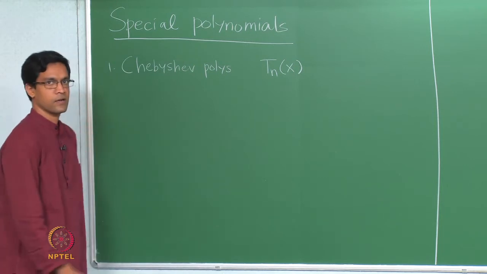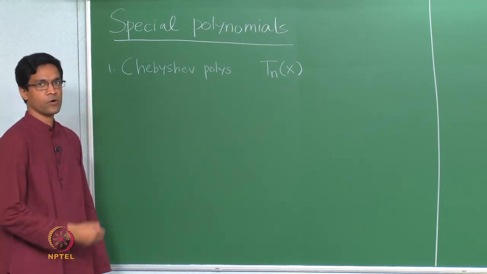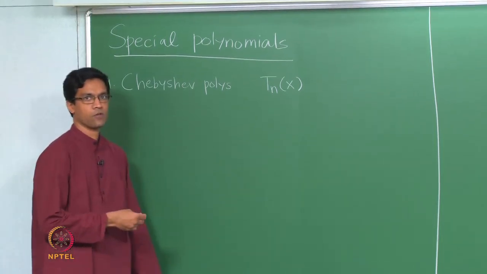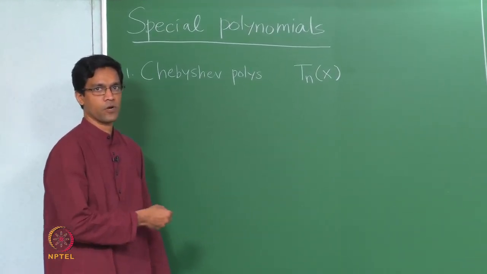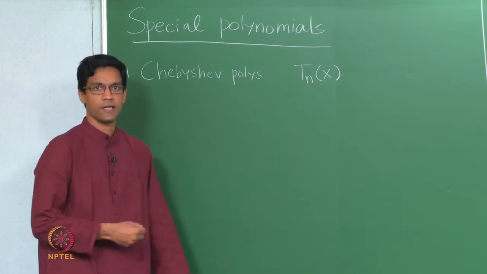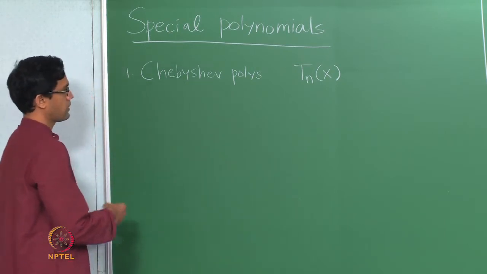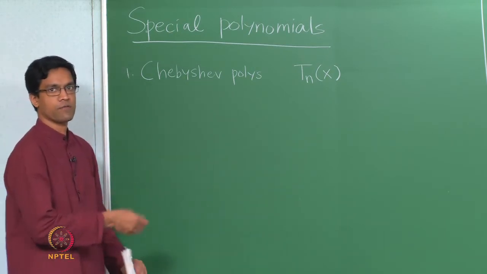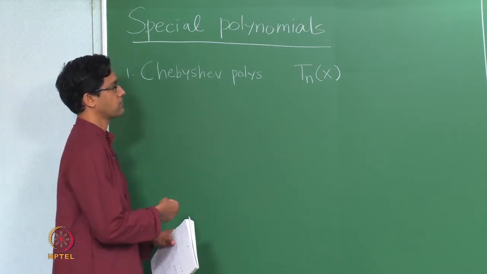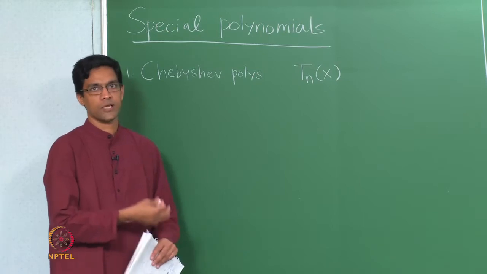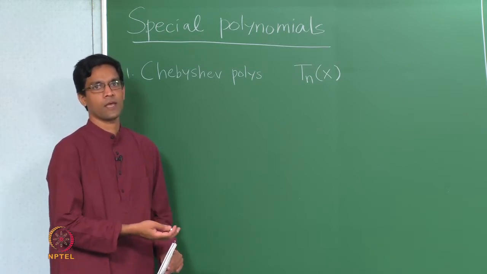So, welcome back. We will continue talking about special polynomials. Recall from last time that we introduced what we call the Chebyshev polynomials, which we denoted by Tn of x, and one of the key properties of Tn. There was a main definition that Tn tells you how cos n theta is written as a polynomial in cos theta.